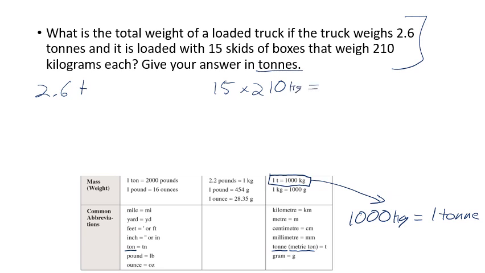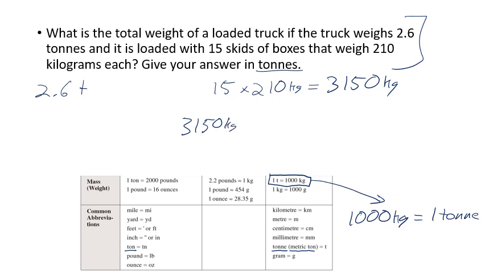So I'm going to take my calculator. 15 times 210 equals 3,150 kilograms. Okay, so now I have to convert this 3,150 kilograms into metric tons. And so how I'm going to do that is I'm going to do just like before. We're going to take this 3,150 kilograms.